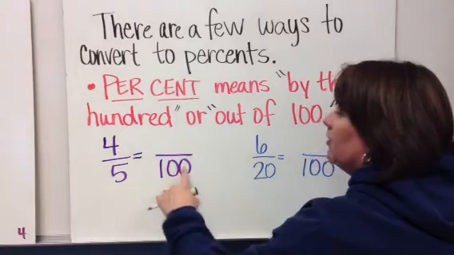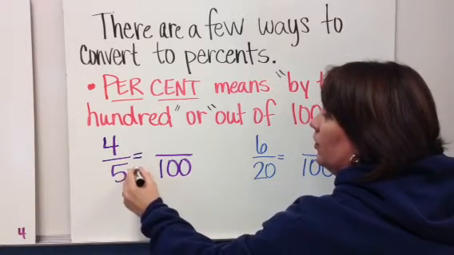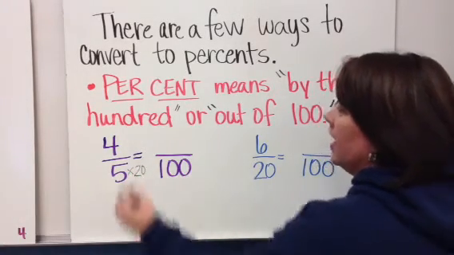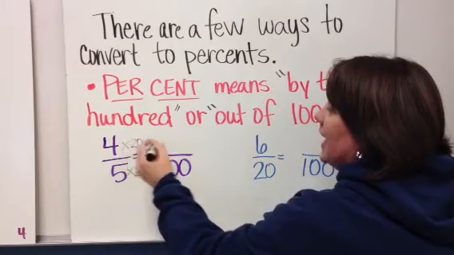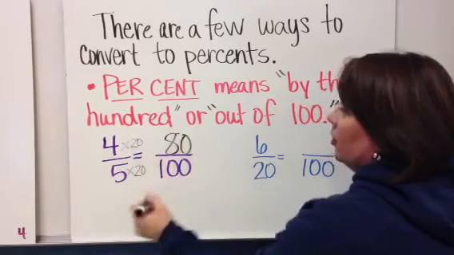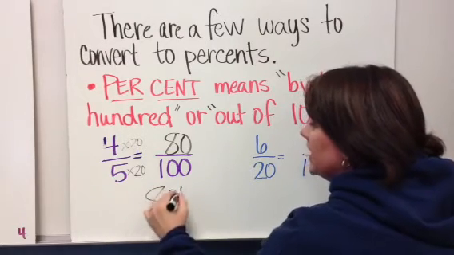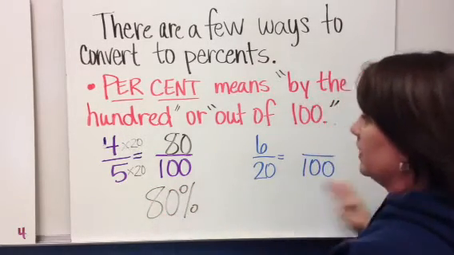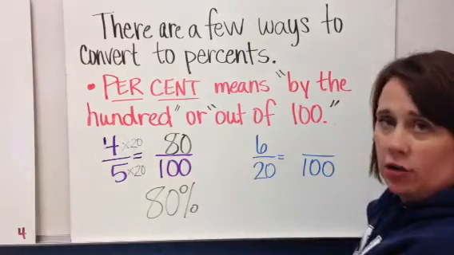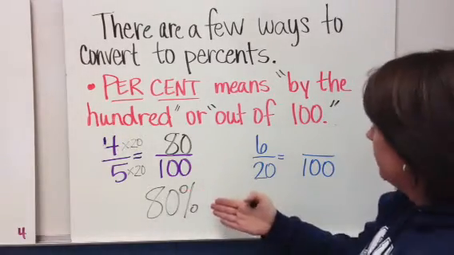What do I need to multiply 5 by to get 100? Well, 5 times 20 is 100. So 4 times 20 is 80. So 4/5 the fraction is 80% as a percent, because 80 out of 100 means 80%.